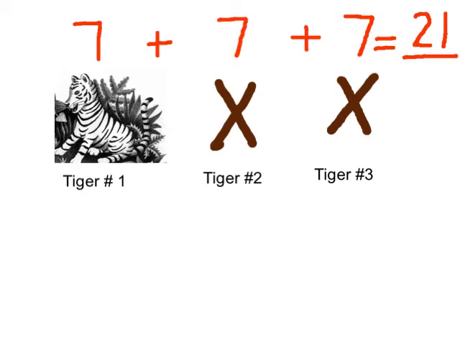So with an X now representing the tiger, that tiger still has 7 parts, and the third tiger still has 7 parts. And so even though I've taken a shortcut of using X's, I still have 21 parts altogether. But that's not enough. I need to find out how many parts are in 7 tigers.